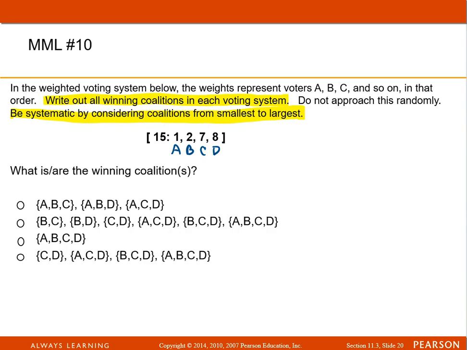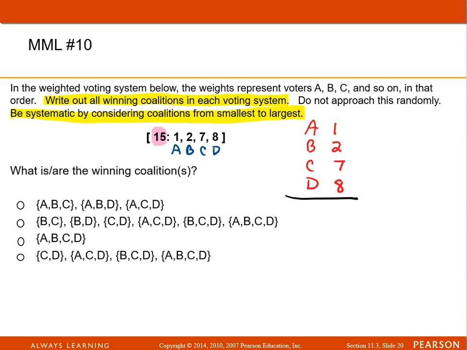So I would start with the singles. I would say A by itself, B by itself, C by itself, and D by itself. And the weight of A is just 1, B is 2, C is 7, and D is 8. Remember that your quota is this 15 here. That's the winning coalition, if you have 15 or more votes. So nobody in the singles is a winning coalition.